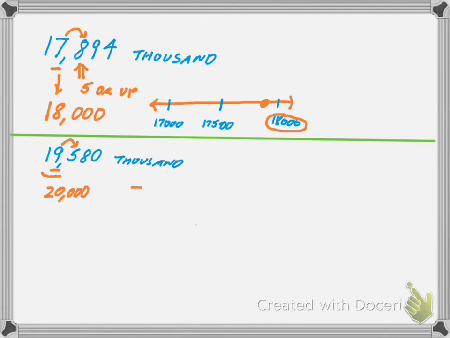Again, we can see that on a number line. Here's 19,000 and here is 20,000, and 19,580 is more than halfway. So we're going to choose 20,000.